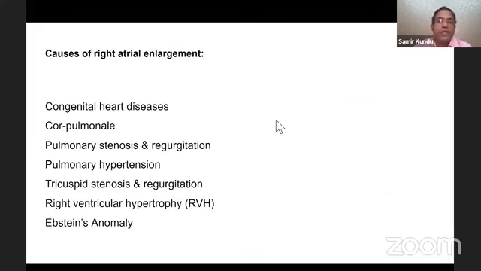This is a frequently asked question in the examination: the causes of right atrial enlargement. Some causes are congenital heart disease, especially pulmonary stenosis, tetralogy of Fallot, pulmonary stenosis and regurgitation, pulmonary hypertension due to any cause, tricuspid stenosis and regurgitation, right ventricular hypertrophy due to any cause, and Ebstein anomaly.